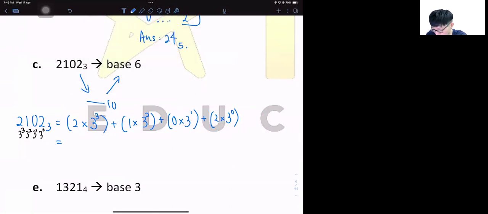And so, what's the answer? 65. Okay, now this student, can you change 65 base 10 to base 6? Yes or no? Base 10 to 6 want to become smaller. So divide, no? You remember how to divide?